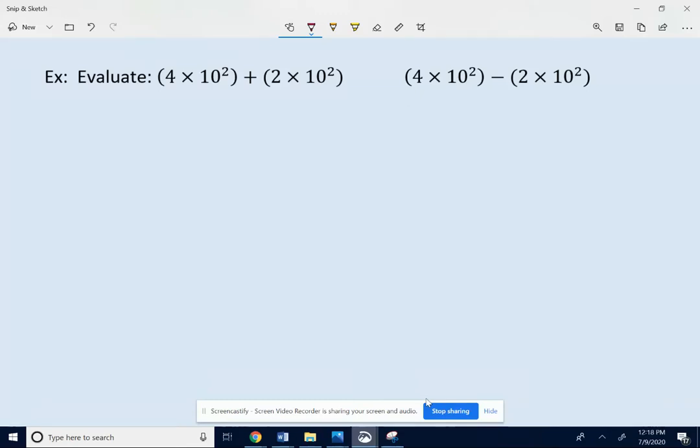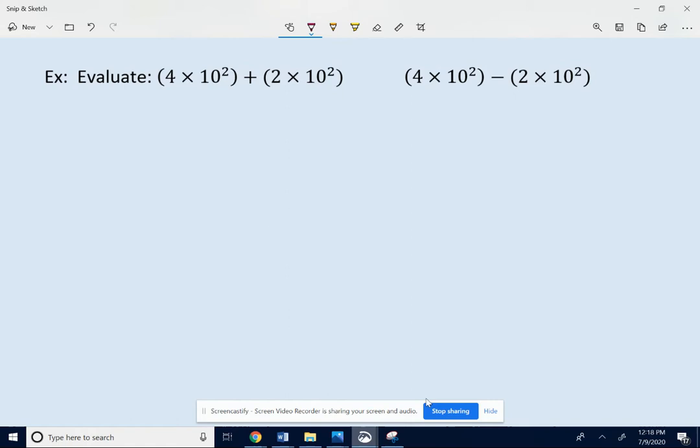Okay, we're adding and subtracting numbers in scientific notation. I want to show you a long way to do it and then a shortcut way to do these. The shortcut only works when the exponents are the same. And in these problems, both of these problems, the exponents on your two numbers are the same. Let's just do it the longer way first.